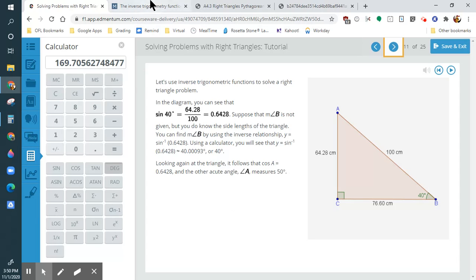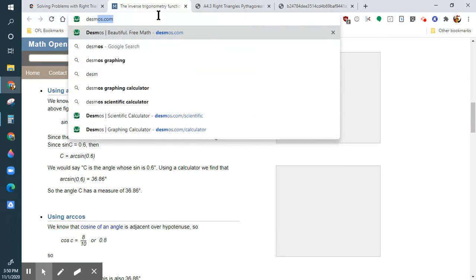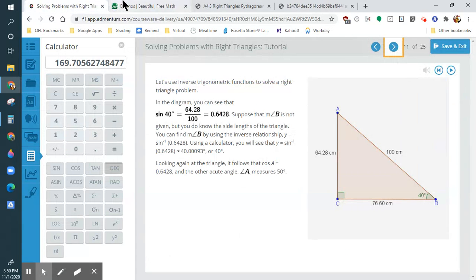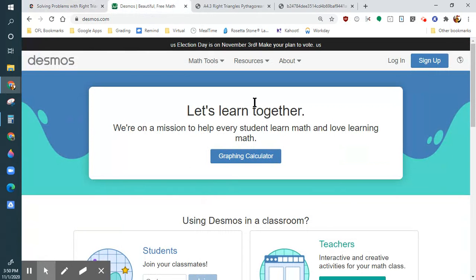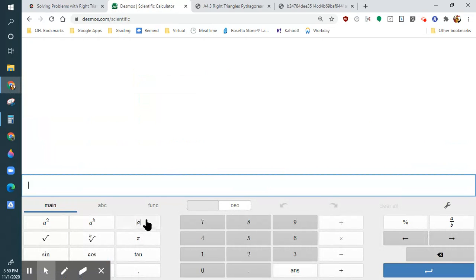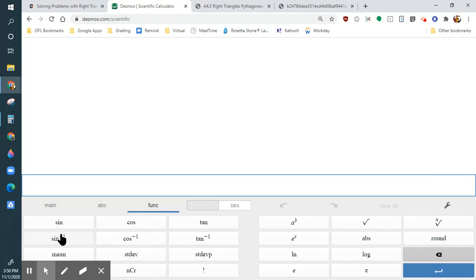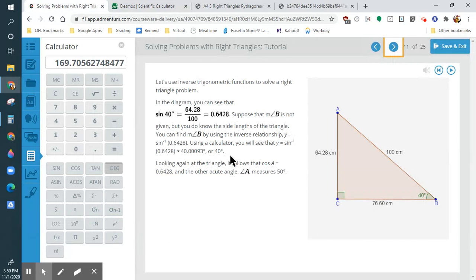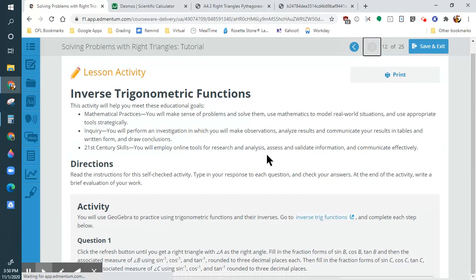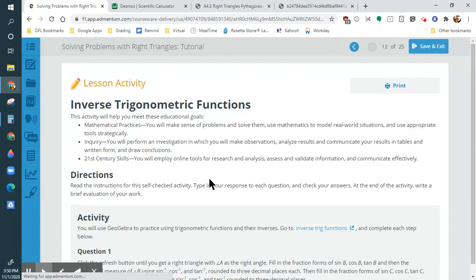I'm pretty sure the Edmentum calculator isn't that detailed. During tests, I want you guys to go to Desmos. I said Desmos calculator, I meant to say Edmentum calculator. During the test, obviously you won't be allowed to use this. So I want you to go to desmos.com. On Math Tools, go to Scientific Calculator. And if you go to function, this is where you're going to find your inverse functions and your tangent functions. So going here, let's go to the next one and try to solve some problems as soon as this loads.